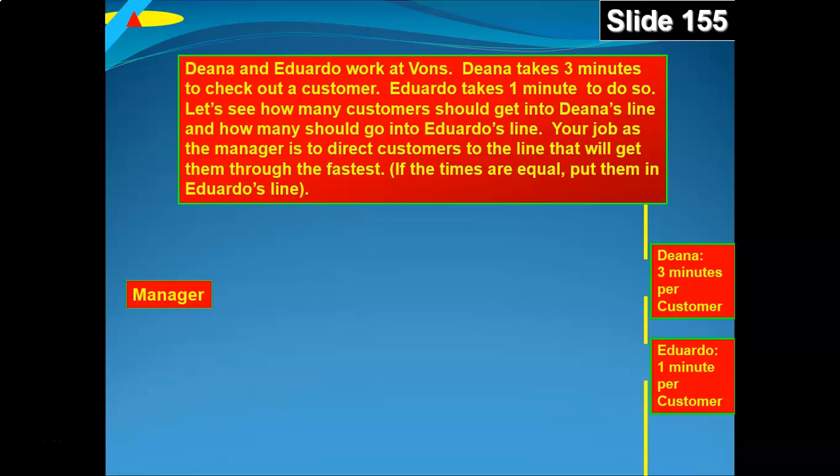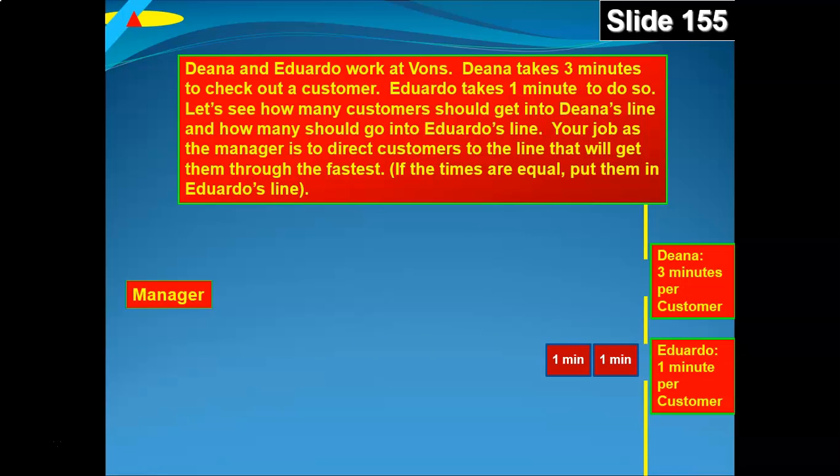So here comes the first customer. Which line are you going to get into, Dina's line or Eduardo's line? Well, of course, you're going to go to Eduardo's line because he's faster. He only takes 1 minute to check out a customer. Next customer comes along. Manager, which line do you send them to? Well, the second customer will take 1 minute plus another minute to get out of Eduardo's line, but would take 3 minutes to get out of Dina's line, so you're still going to send the second customer to Eduardo's line. So now Eduardo has 2 people in line.